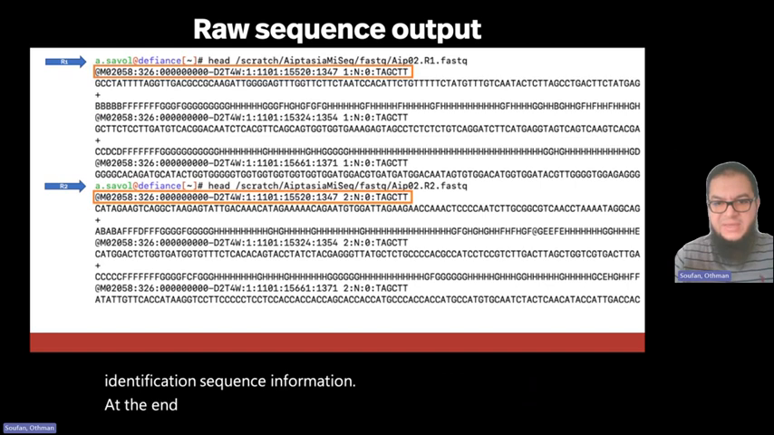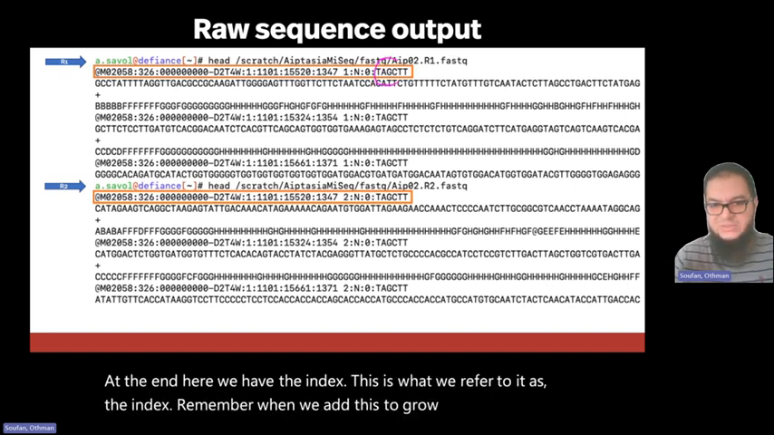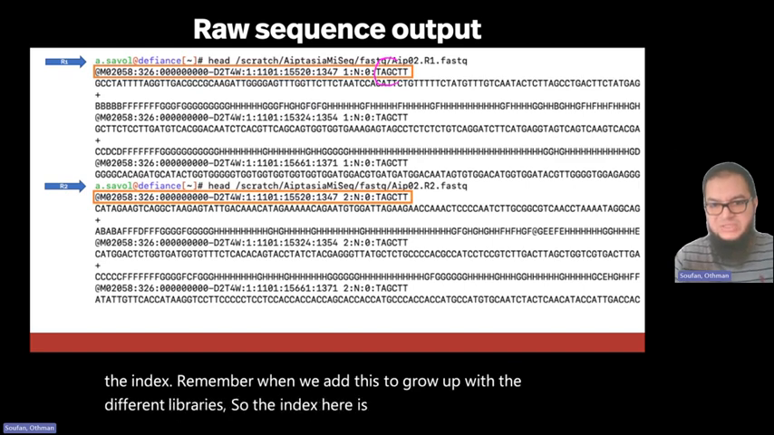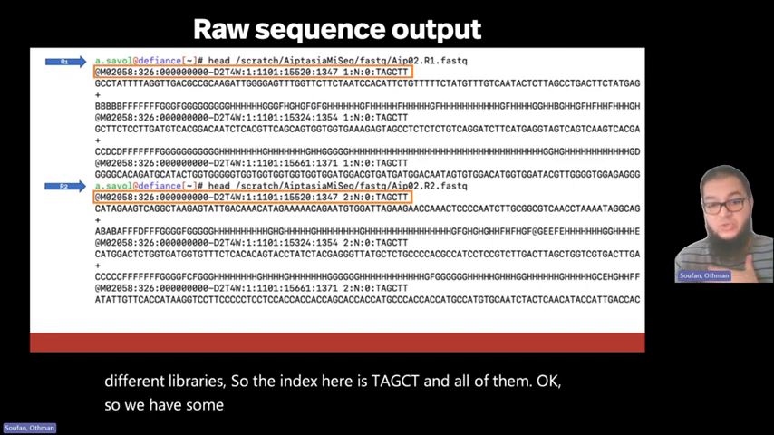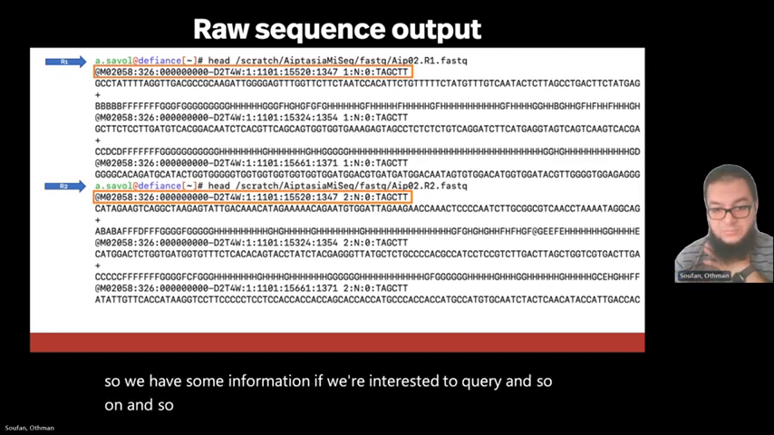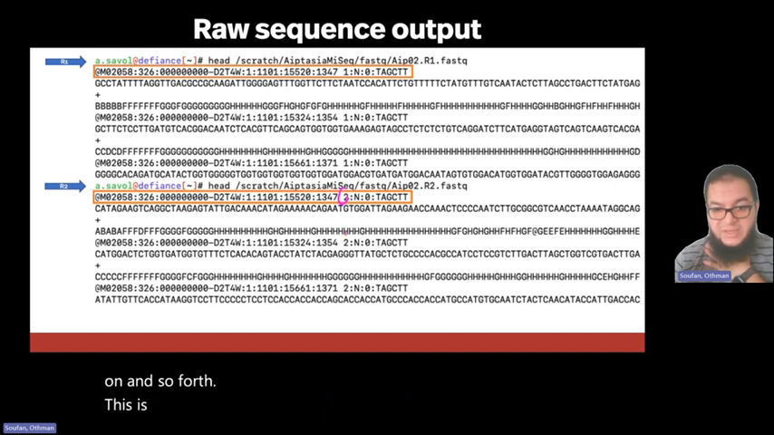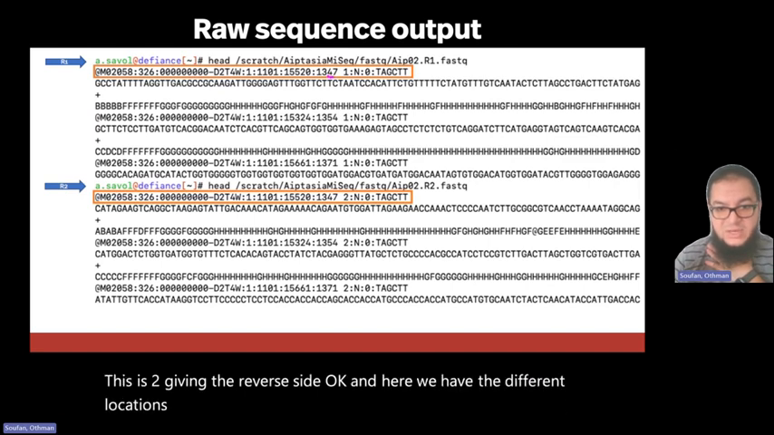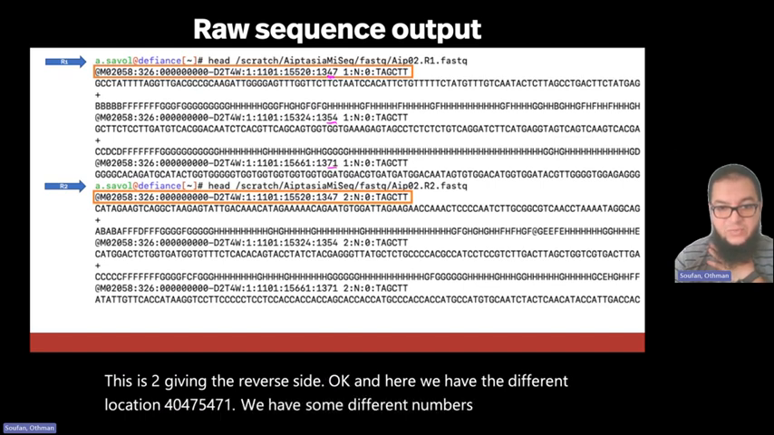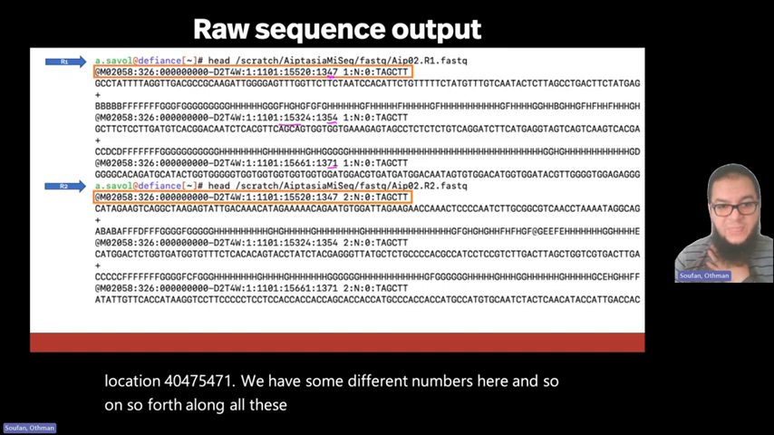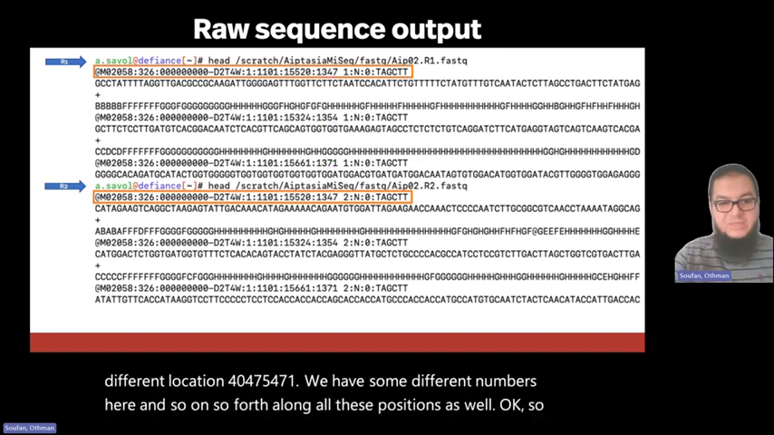At the end here, we have the index. This is what we refer to as the index. Remember when we used this to group the different libraries? The index here is TAGCTT in all of them, so we have some information if we're interested to query. This is 2, giving the reverse side, and here we have different locations, 40, 47, 54, 71. We have some different numbers here along all these positions as well. So, some meta information.